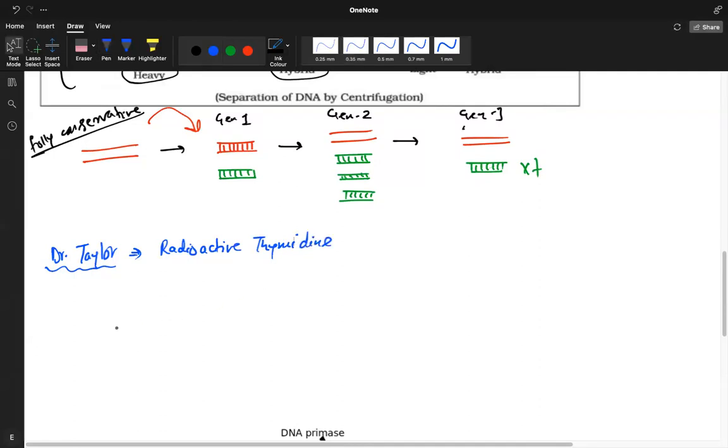Okay, now you know that we have A, T, G, C, right? So the T, if it is radiolabeled, then when you will make a new strand, if you get the signal only from half of the strand and the other half of the strand does not have that signal, you can again prove that it is a semi-conservative method of replication, right? So Dr. Taylor used radioactive thymidine, and he detected the distribution of newly synthesized DNA in the chromosome. Okay, and the model system that he used was a plant.